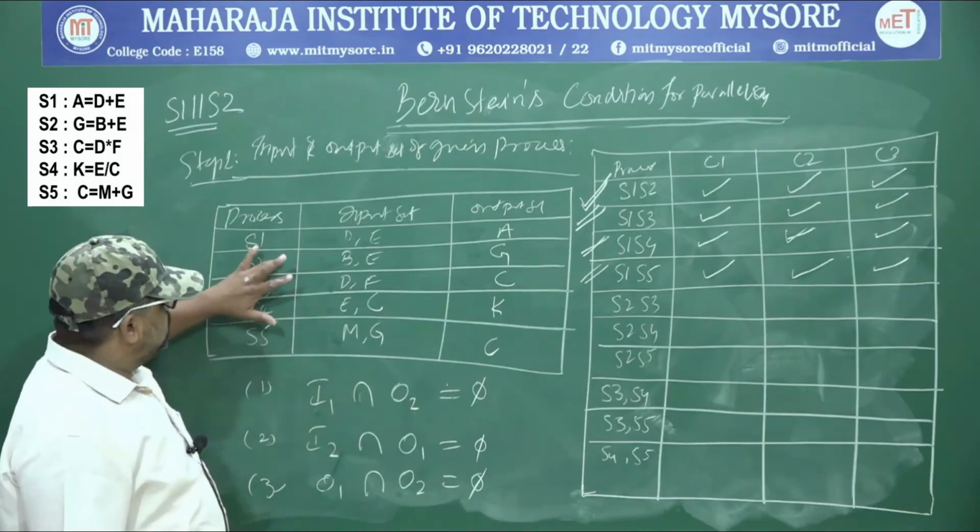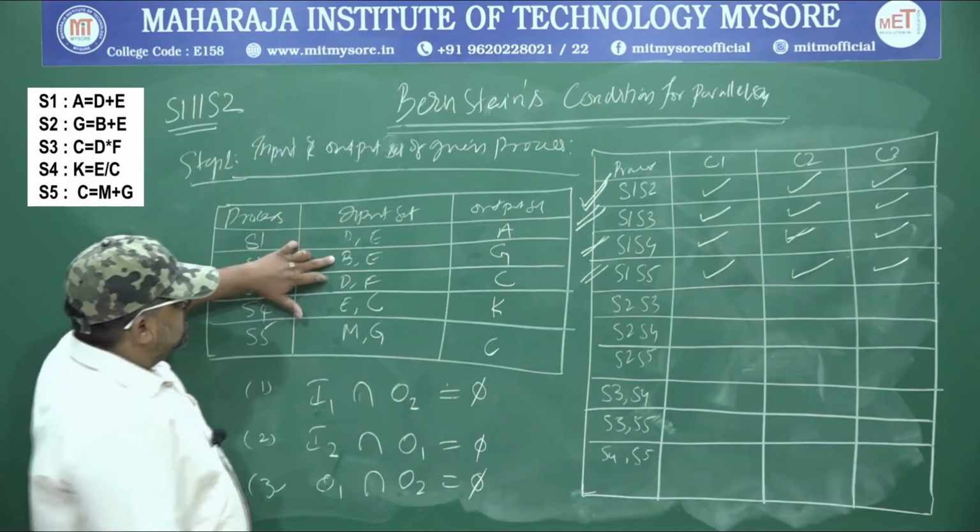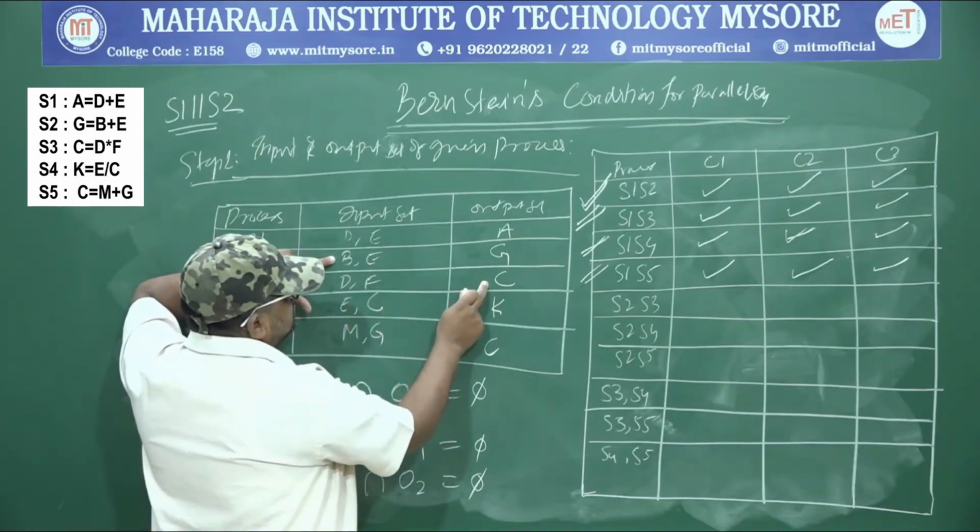Now coming to the second one, S2 and S3. What is S2? BE, output is C.